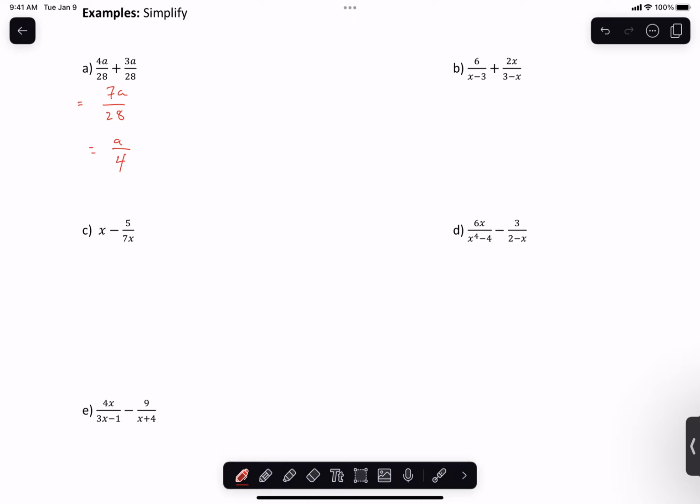I suppose your goal is to try and get everything to look like that, so that you get all the denominators to match. And then you can start adding and subtracting the numerators. Do the denominators match in the next question? Close, but they do not match.